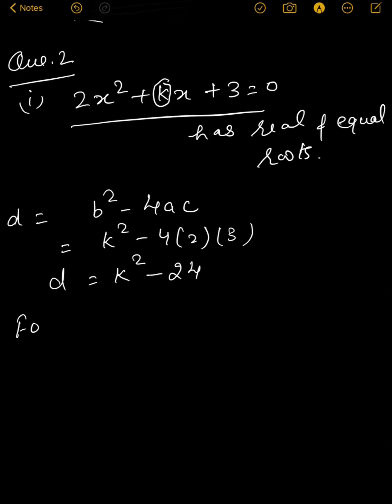We know that for equal real roots, or equal roots, you can say, for equal, because if the roots are not real, that means they are imaginary, and whenever an imaginary root exists, it exists in pair.